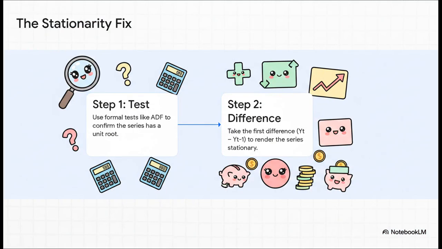So, how do we fix it? It's a simple two-step process. First, you confirm you've got a unit root with one of those formal tests. And second, you apply a beautifully simple technique called differencing. Instead of looking at the GDP level itself, you just look at the change in GDP from one period to the next. It's a simple subtraction, but it is incredibly powerful.